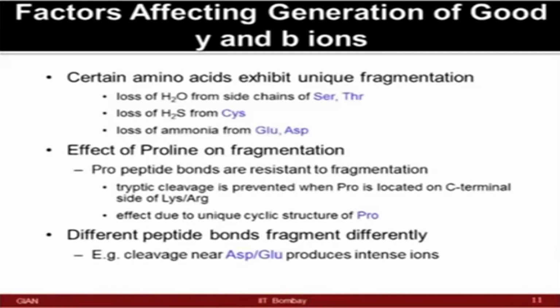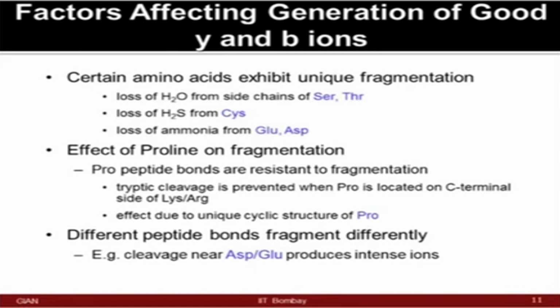There are many factors which also determine how good these fragmentation ions can be, right. For instance, if you have the loss of water from the side chain of serine and threonine, that is going to affect the fragmentation pattern, and then your fragmentation may not be as good as you would expect. Same if you have hydrogen sulfide released from the cysteine, that may affect the fragmentation pattern, or loss of ammonia from glutamine and aspartic acid, those are also going to affect your fragmentation pattern.